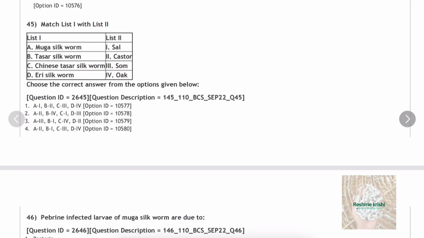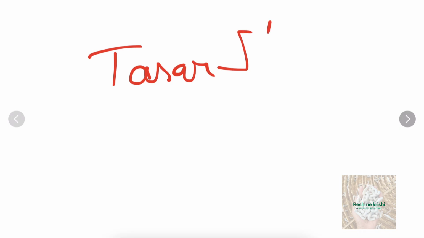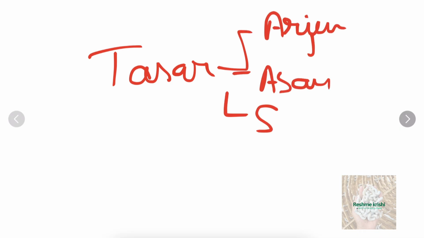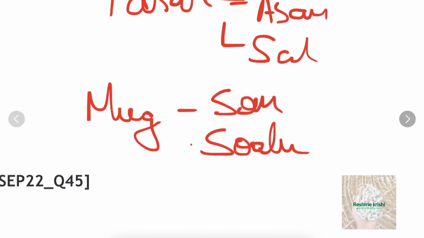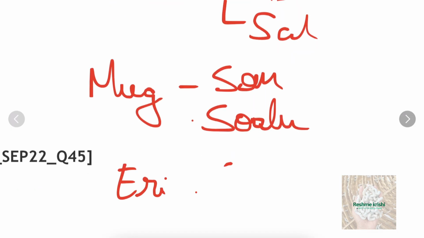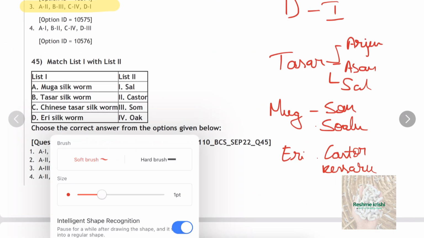See, again the match the following type of question appears, which is easy. Muga silkworm, Tasar silkworm, Chinese Tasar silkworm, and Eri silkworm. We all know Tasar feeds on Arjun, Asan, and Sal, right? And Muga feeds on Som and Soalu, right? Then Eri feeds on Castor and Kesseru, right?